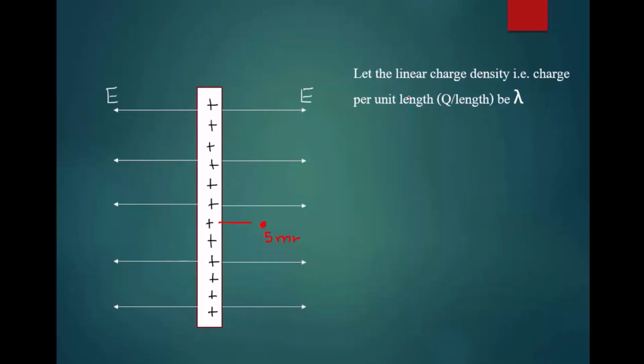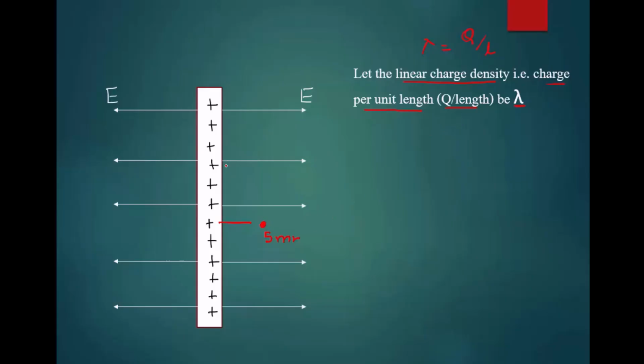What we are interested in is the charge per unit length, which we call linear charge density. What is the charge per unit length? Q by length, and we will denote it by lambda. So let us say this particular wire has a linear charge density of lambda. That means lambda is equal to the total charge in this wire divided by the total length of this wire, Q upon L.